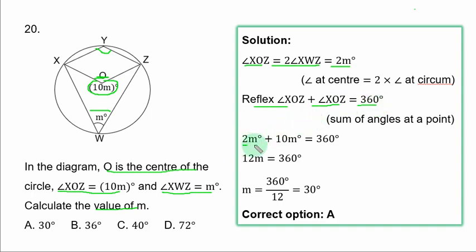So you have 2m degrees plus 10m degrees equal to 360 degrees. If you add, you have 12m equal to 360 degrees. To get m, divide both sides by 12. So m is equal to 360 degrees divided by 12, and that is 30 degrees. A is the correct option.